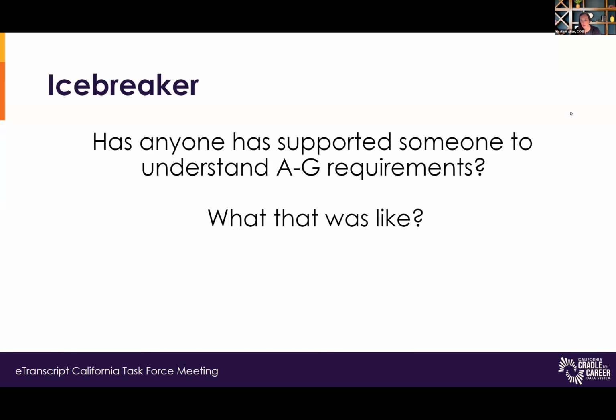Before we get started, I wanted to pose a quick question to the audience. You can post your response in the Q&A, or you can just think about it. Has anyone on this call supported someone, whether it's a student, a child, or a niece or nephew, to understand the A through G requirements, which are those minimum eligibility requirements for entry into the CSU or UC? And if you have, what was that like? Let's take just a second to think about that. If you've done it before, think about how that process felt for you. And if you haven't, I hope I answer some of your questions as we go.